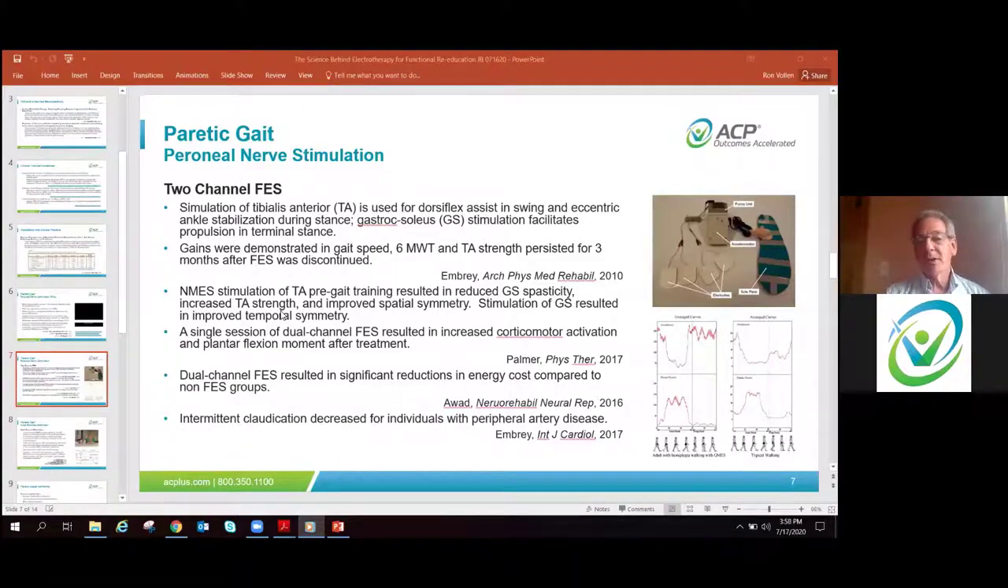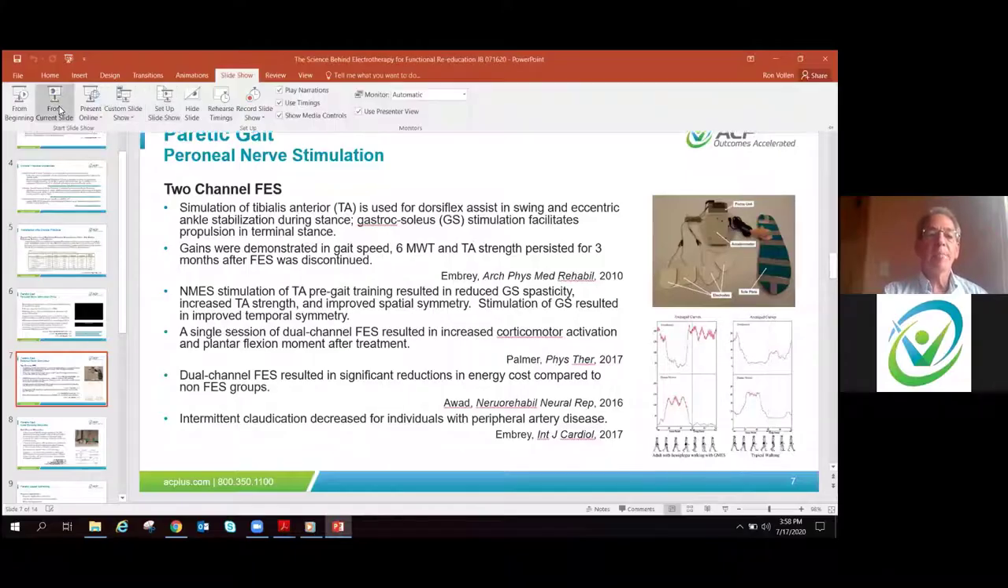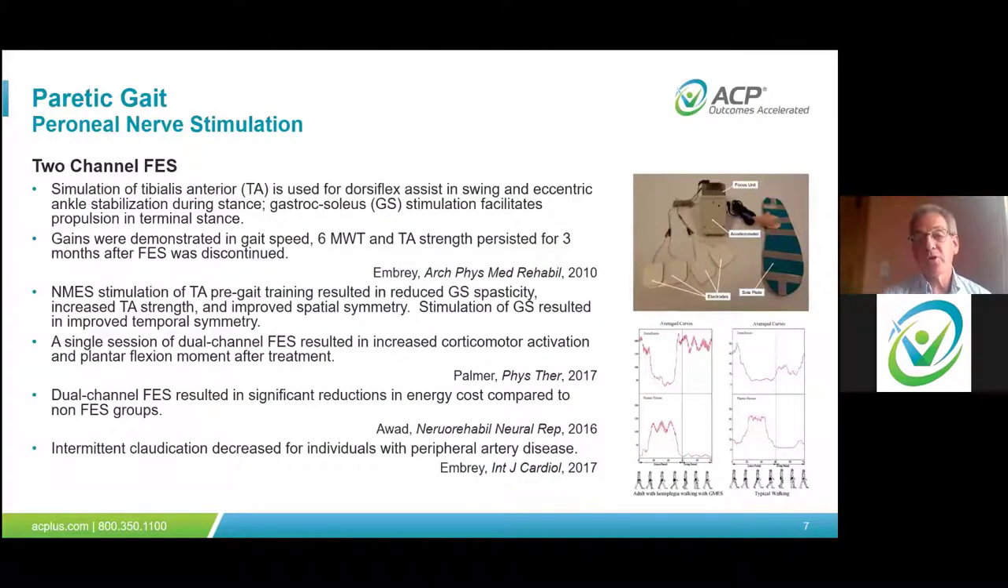Another option, similar category, is using a two-channel system. A two-channel system incorporates both the peroneal nerve stimulator as well as the stimulation of the gastrocsoleus complex. And the idea here is that we're stimulating in coordination with the normal timing of activation of those muscle groups. And you get a benefit from this that you don't get from the stimulation primarily of anterior tibial muscle, which is that by stimulating the gastrocsoleus, you get an increase with regard to propulsion.